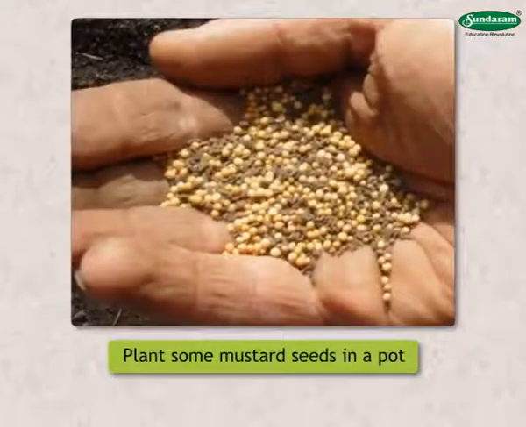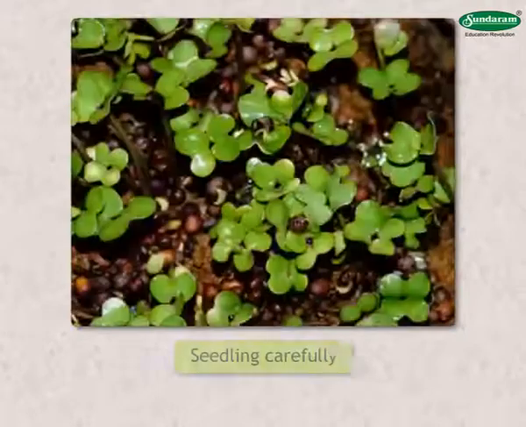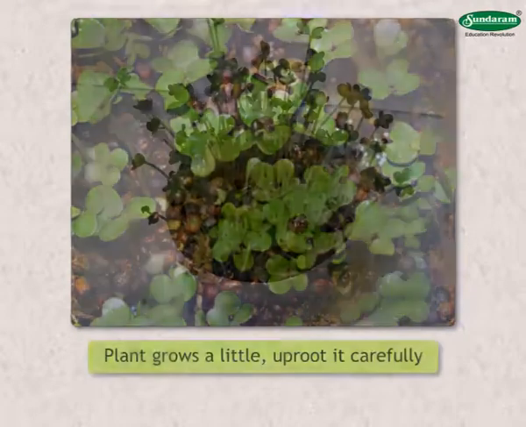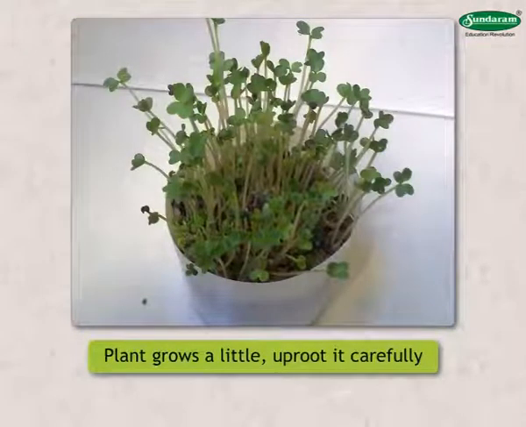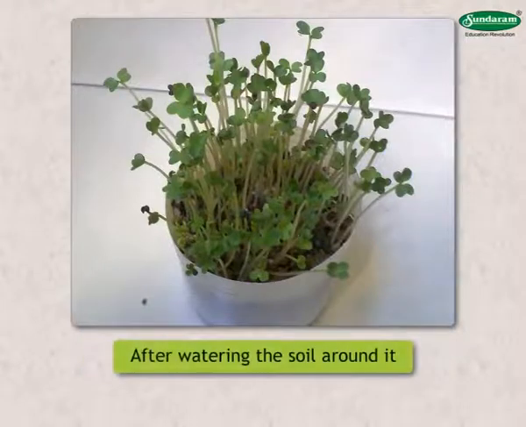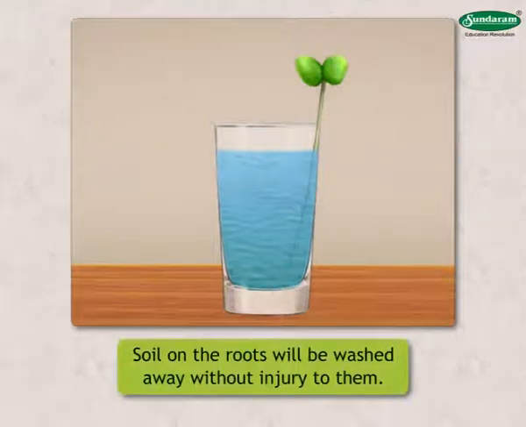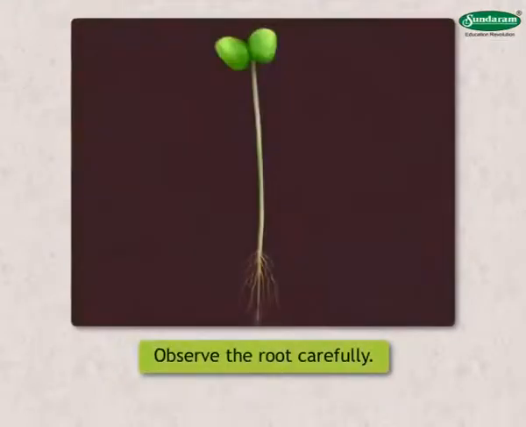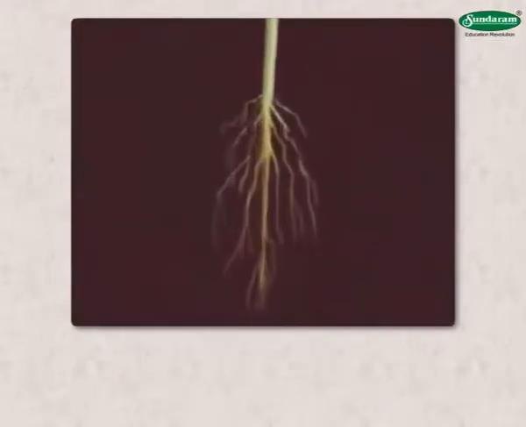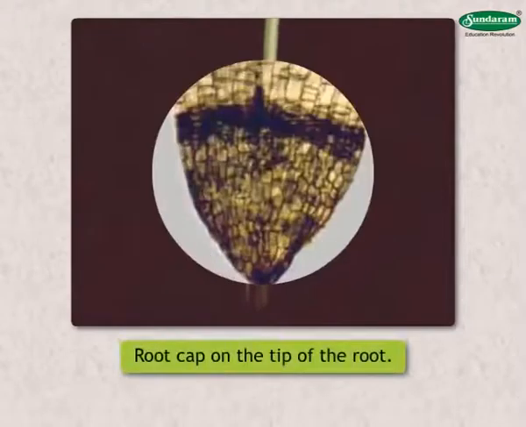See for yourself. Plant some mustard seeds in a pot and tend the seedling carefully. When the plant grows a little, uproot it carefully after watering the soil around it. Place the plant in a glass or jar full of water so that the soil on the roots will be washed away without injury to them. Observe the root carefully. You will be able to see the root cap on the tip of the root.